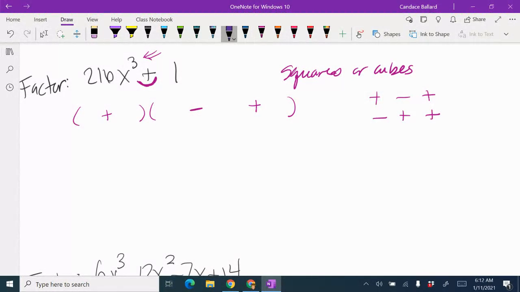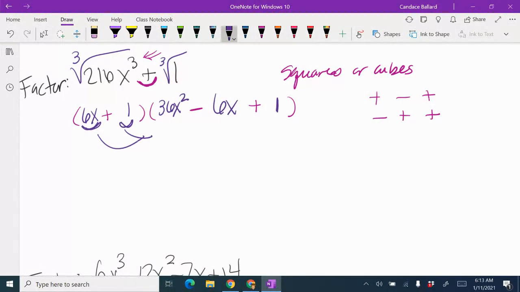Then we are going to take the cube root of the first term, which would be 6x, and then we're going to take the cube root of the last term, which would be 1. Then I'm squaring this first term, which would be 36x squared. And then I'm squaring this back term, which would just be 1. And then I'm multiplying these together and ignoring the signs, which would be 6x. And that's it. You've got it factored by cubes.